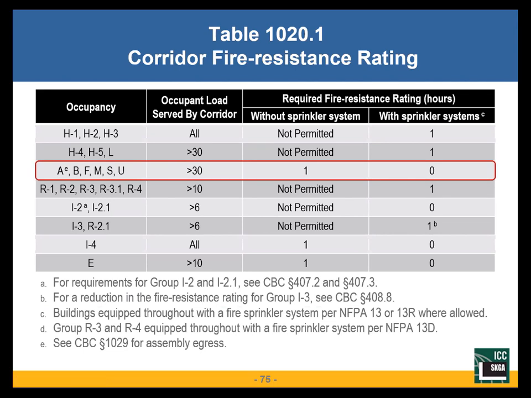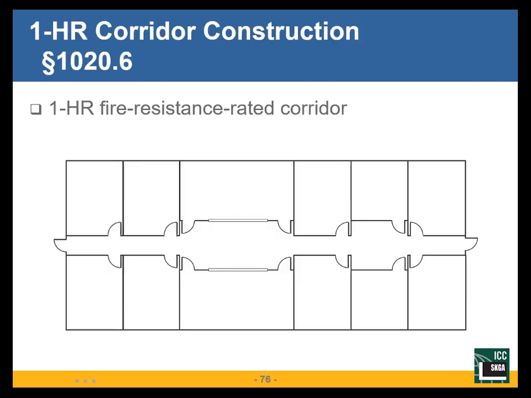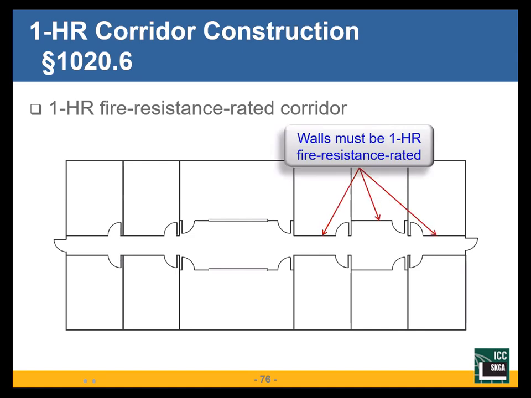So those are the allowances, and this is the common one we run into. 1 hour without sprinklers, no rating if the building is sprinkled. So what do I do with that corridor to get a rated corridor? My walls have to have a 1 hour rating.